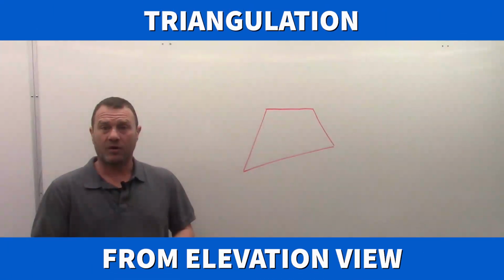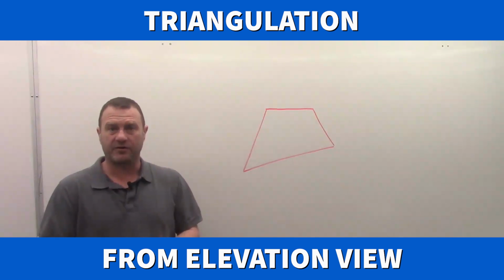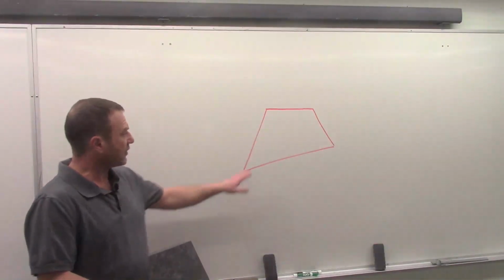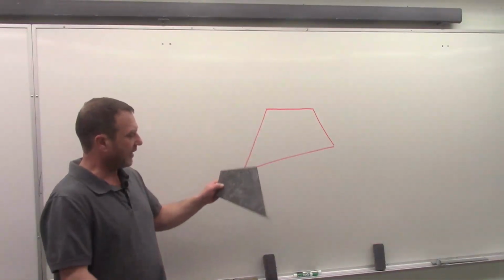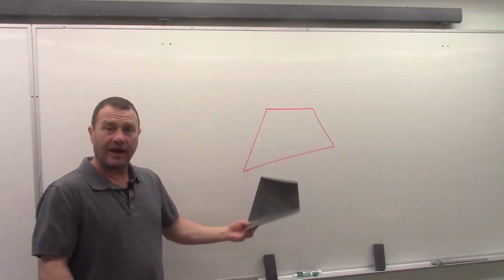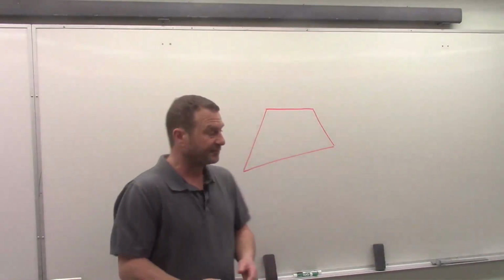Hi, we're going to work in triangulation today, and we're going to work triangulating from elevation view, which is different from what we did last year from plan view. So we're starting out, we have an elevation view here. We've got a squared around figure, and we're going to work with a technique or method called difference in profile.